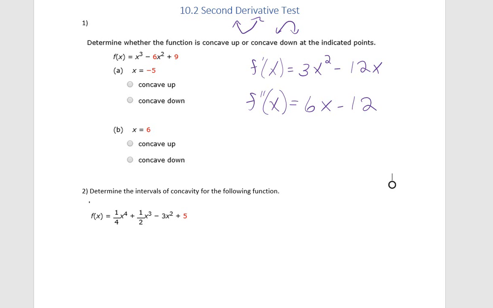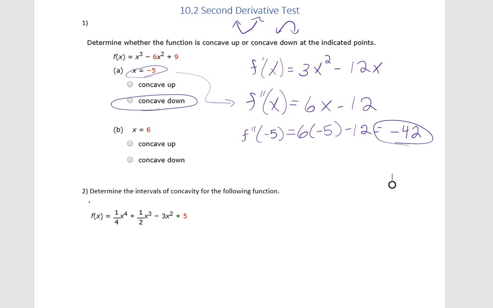All right, so what we are going to do is take this point and plug it into the second derivative. So f double prime of negative 5 is going to give us 6 times negative 5 minus 12, which is going to give us, let's see, negative 30 minus 12, which is negative 42. Now, here's what that tells us. If the second derivative is negative, that means that our function is going to be concave down at that point.